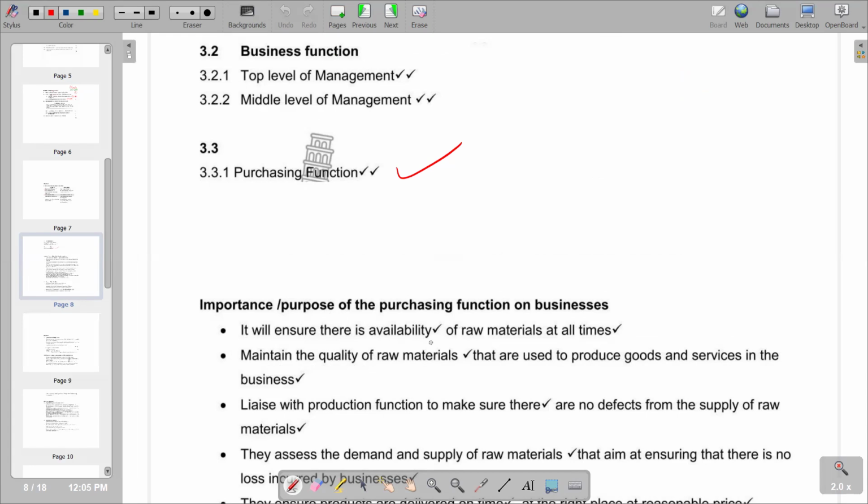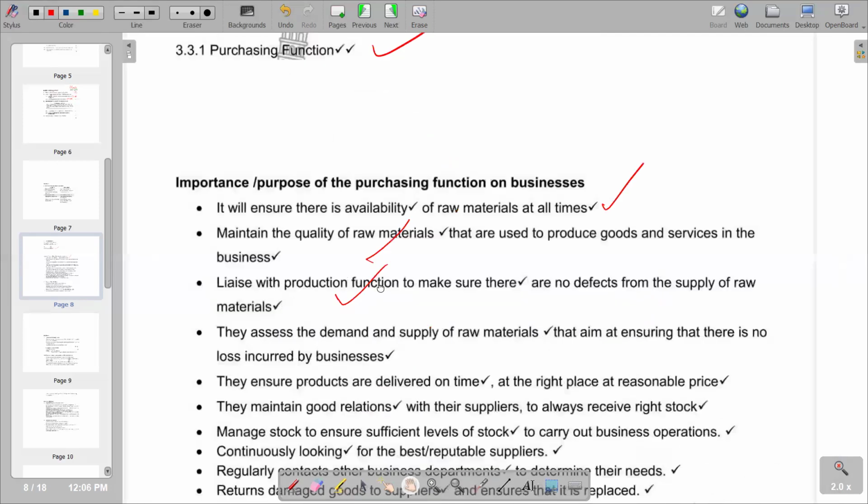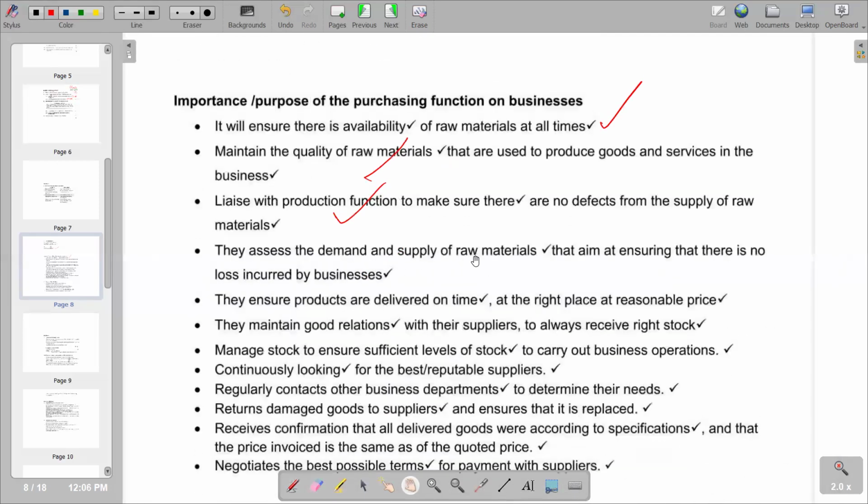So we go to the different importances that are listed there. These are the importances or purposes of the purchasing function for businesses. First, it will ensure there is availability of raw materials at all times. Secondly, maintain the quality of raw materials used to produce goods and services in the business. That one lies with the production function, to make sure there are no defects from the supply of raw materials. We go to the next one. They assess the demand and supply of raw materials, aiming at ensuring that there is no loss incurred by businesses. So this becomes another point.